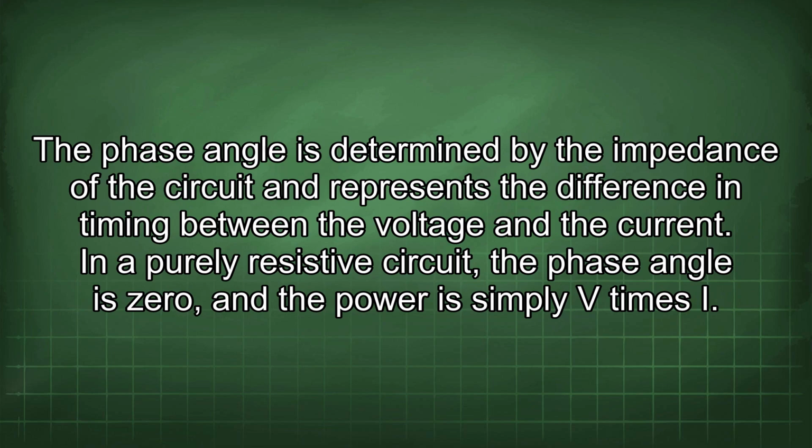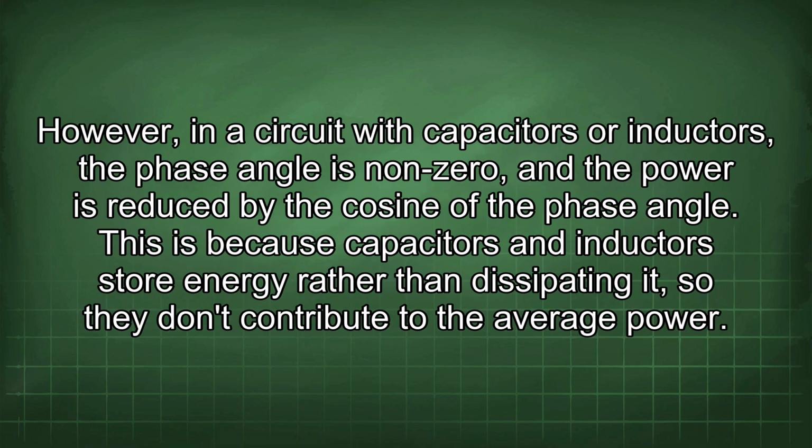The phase angle is determined by the impedance of the circuit and represents the difference in timing between the voltage and the current. In a purely resistive circuit, the phase angle is zero, and the power is simply V times I. However, in a circuit with capacitors or inductors, the phase angle is non-zero, and the power is reduced by the cosine of the phase angle. This is because capacitors and inductors store energy rather than dissipating it, so they don't contribute to the average power.